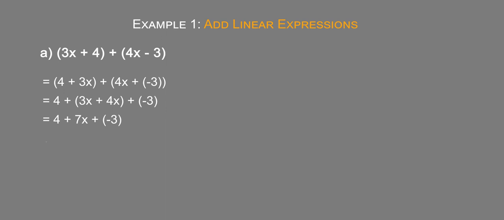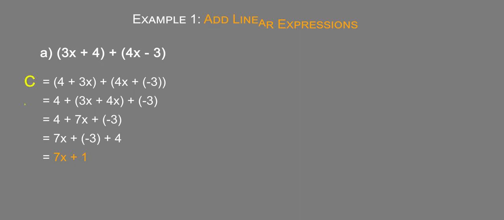Now I'm going to use the commutative property again to write this as 7x plus negative 3 plus 4, which ends up being 7x plus 1. So again, I used the commutative property and the associative property. This was just simplification. And then I used the commutative property again to get to the solution.